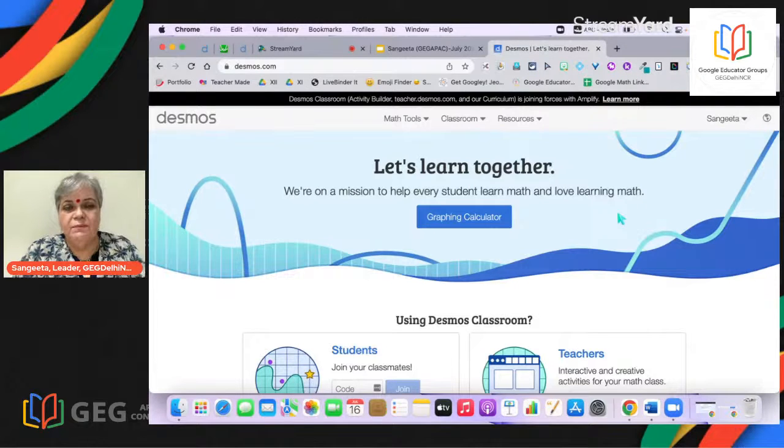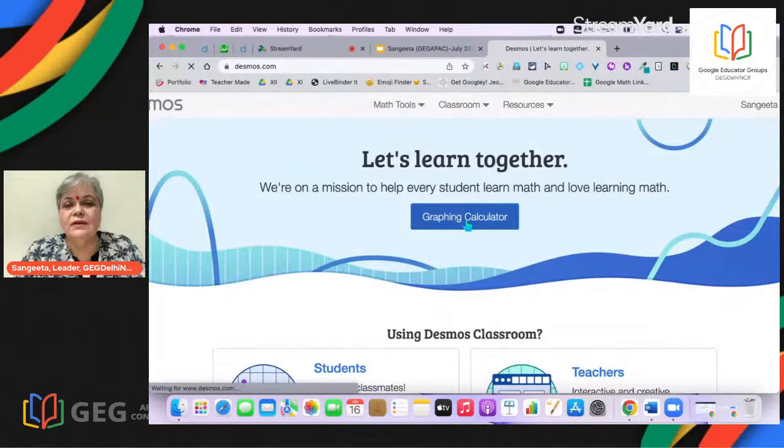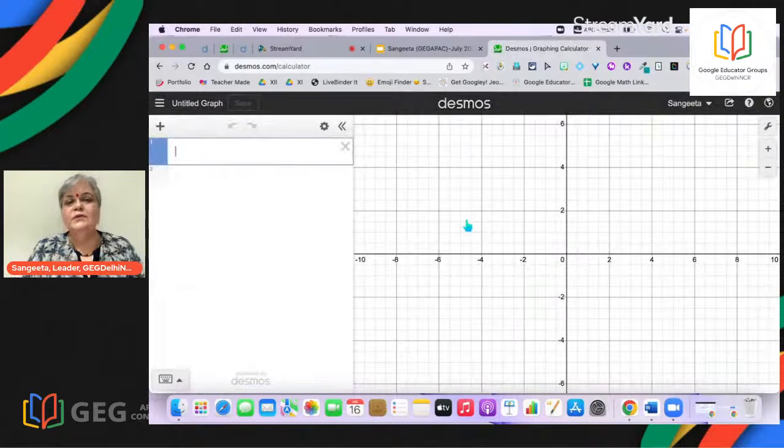So this is the web page of desmos.com, and you will find math tools, classroom. We are going to come to that. And of course, the resources. This is where you go to learn. And this is the big button of graphing calculator. If I click on the graphing calculator, it opens with a blank graph. And here on the left hand side is the panel which you can start using as your input tools, or input bar, call it what you may, and you can start typing in.